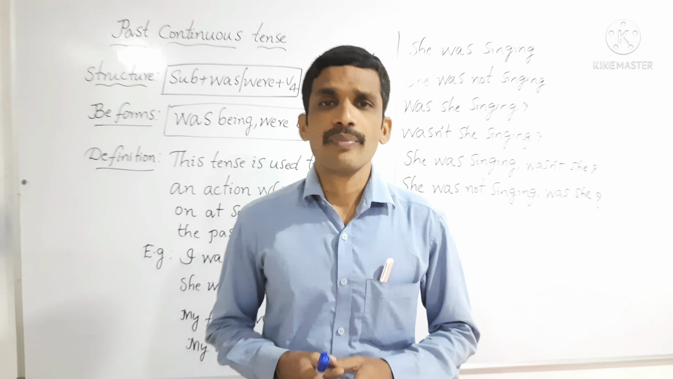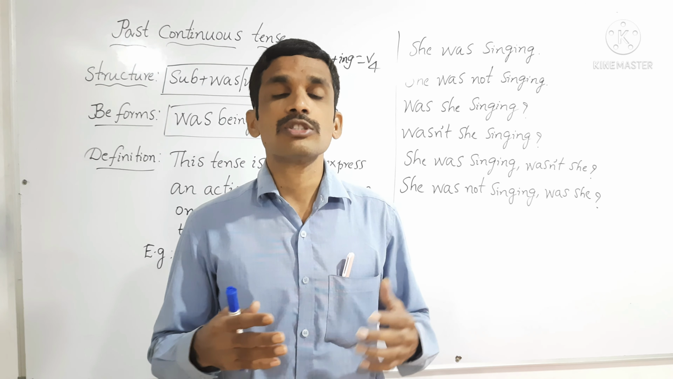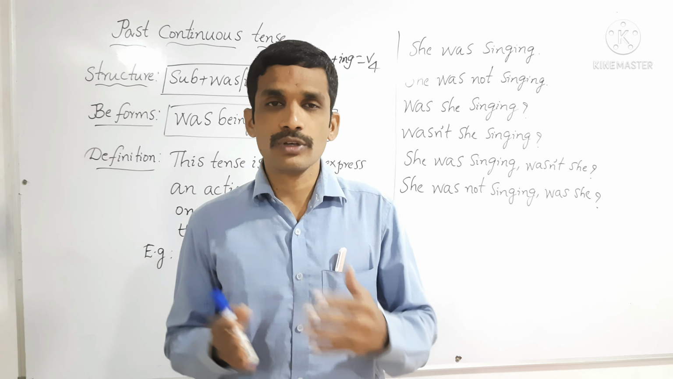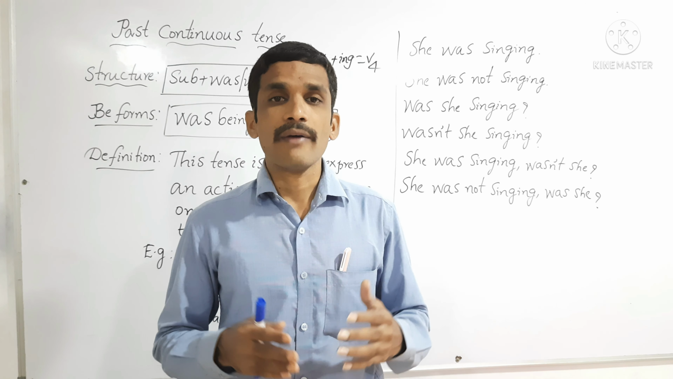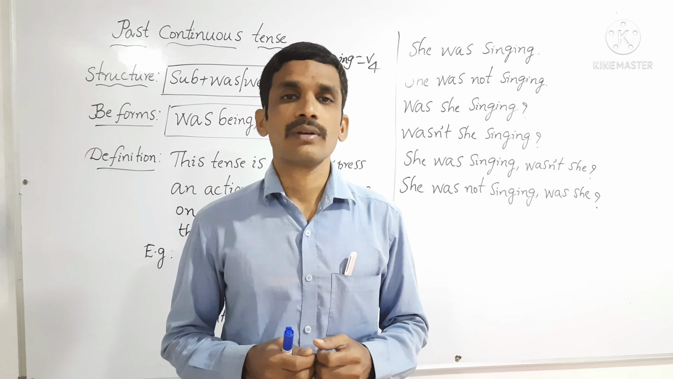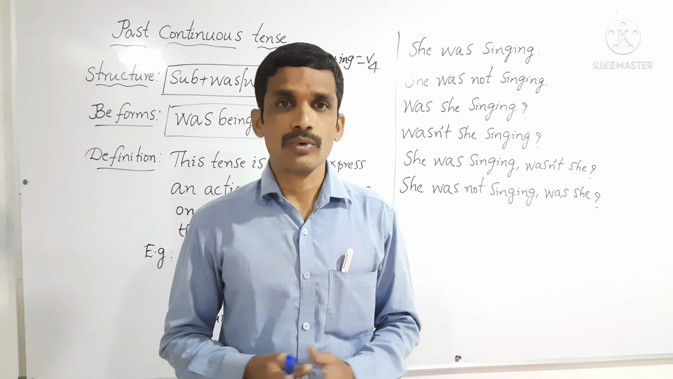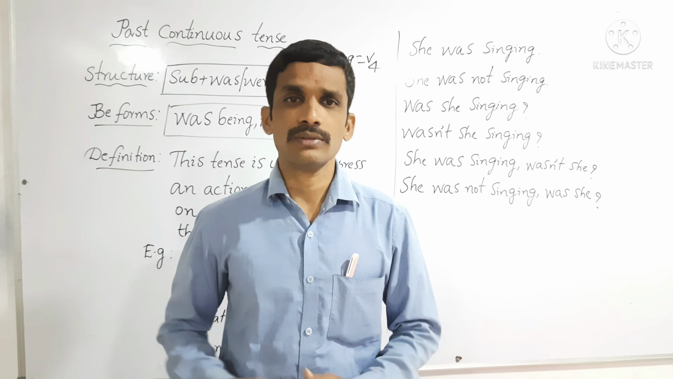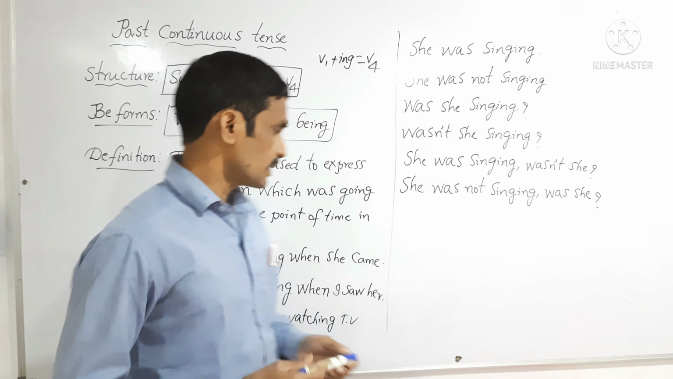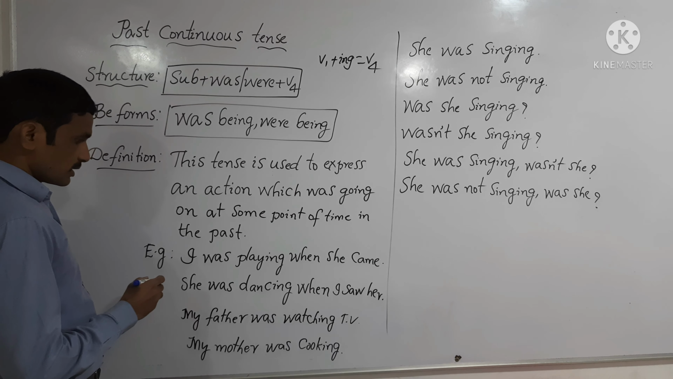When she came, I was doing something. I was playing cricket. When she came to the ground, I was playing. Or when she came to my house, I was playing video games. I was doing project work. I was playing with my children and somebody came to my house. Okay, so here you can see two tenses are there.